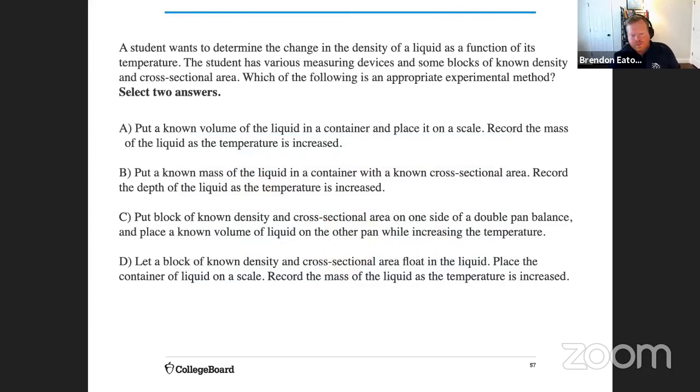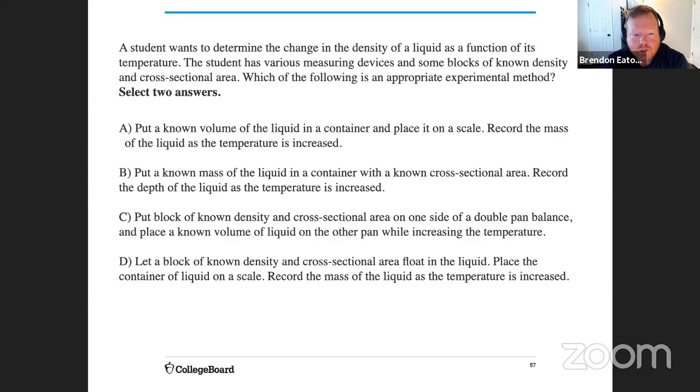Okay, and here is the last question, which is our experimental design question. And it's multiple choice, so you at least have something to pick from. A student wants to determine the change in density of a fluid or a liquid as a function of its temperature. So there's kind of your 2 variables that you're looking at. The student has various measuring devices and some blocks of known density and cross-sectional area. Which of the following is an appropriate experimental method to determine the relationship between temperature and density? And this one has 2 answers.